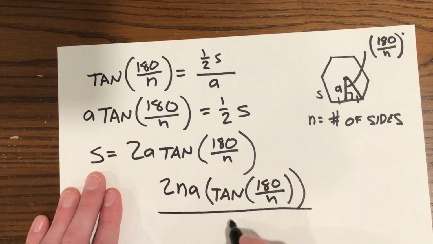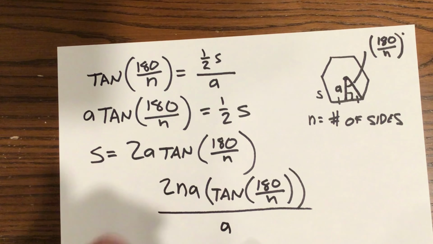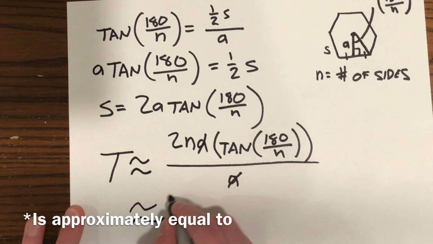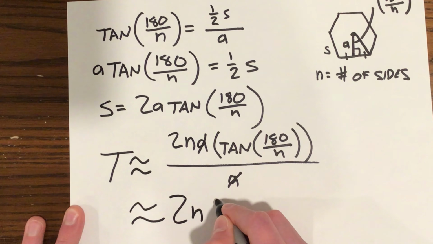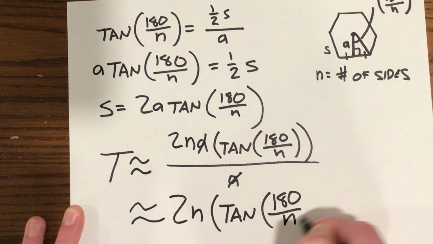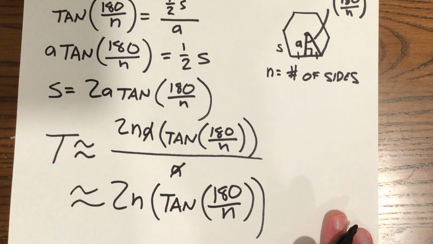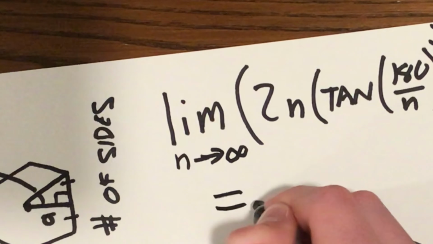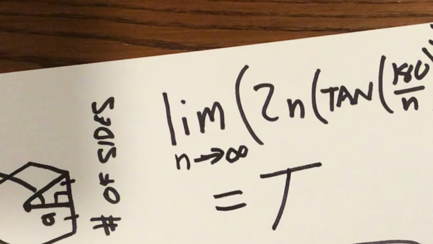If we divide this by a, we get our approximation for tau. The a's cancel, and we get tau is equal to 2n times the tangent of 180 over n degrees. If we put in a really big number for n, then we'll get a really good approximation for tau. Or more specifically, the limit of this expression as n approaches infinity is equal to tau. So let's try it out.